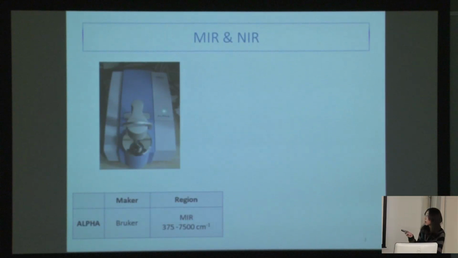This is the mid-infrared device I used in the experiment, made by Bruker. The region is from 375 per centimeter to 7,500 per centimeter. This is the ATR unit. We add the sample here on the diamond.